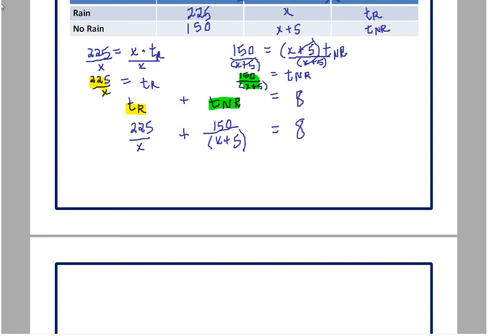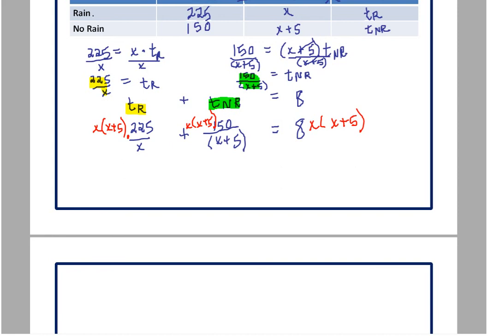So I'm going to multiply by the common denominator of x times x plus 5. Don't forget to put the additional x because it is not taken care of by the x plus 5. I'm going to multiply all 3 terms or pieces of this equation by that common denominator, even the 8.